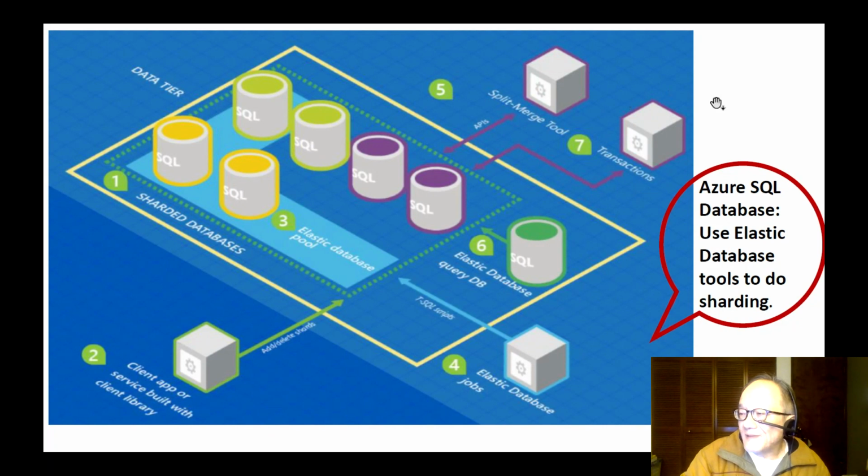Look at this architecture diagram. We can see Azure SQL Database uses elastic database tools to do sharding. Data, transactions, database query, database jobs, and sharding are managed by the tools.